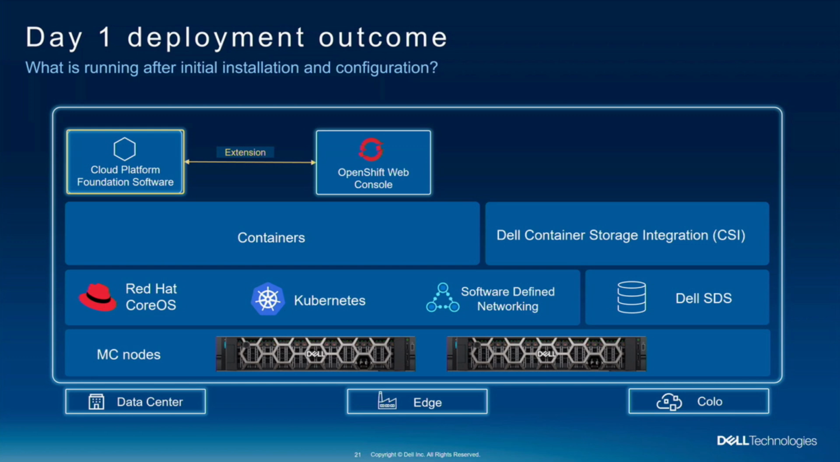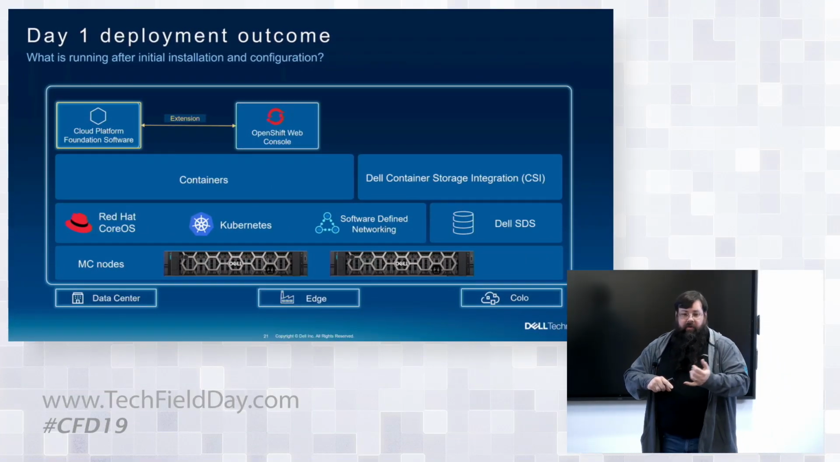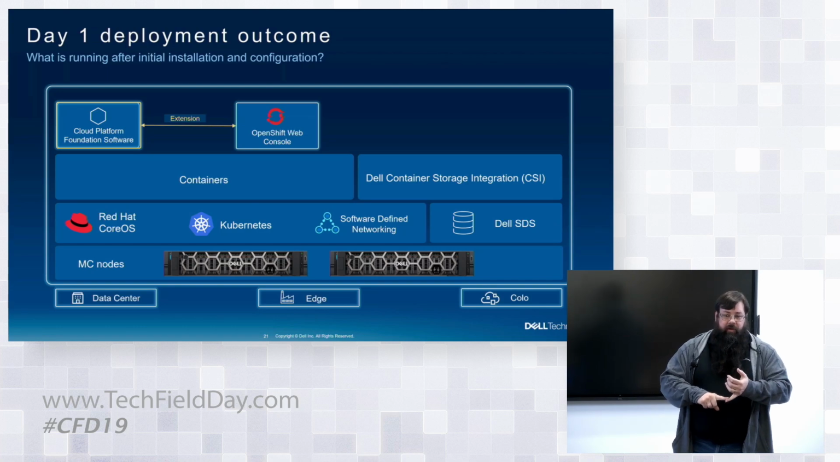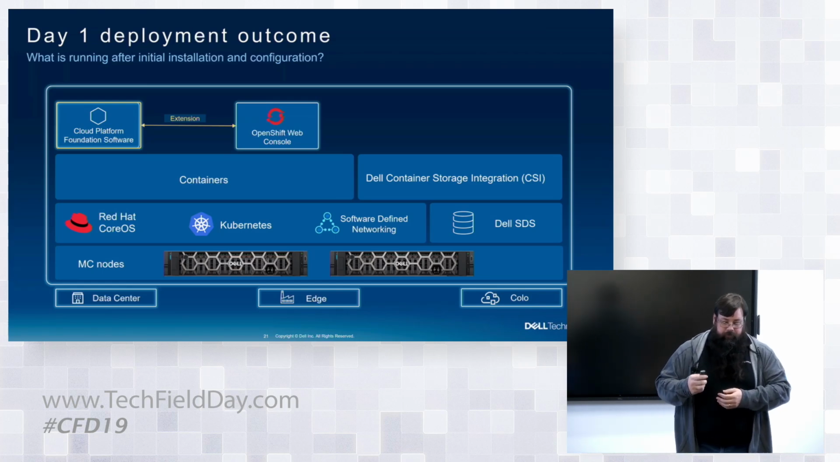The secret sauce that Sam was talking about really has to do with that Cloud Platform Foundation software. In the case of OpenShift, that software is running in containers on top of OpenShift. So all of that is configured and done. What you come out with on the other end is a fully configured OpenShift cluster with the CSI connected to the backend storage and the Apex Cloud Platform Foundation software.